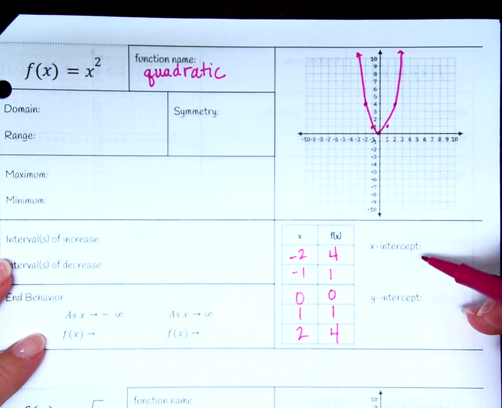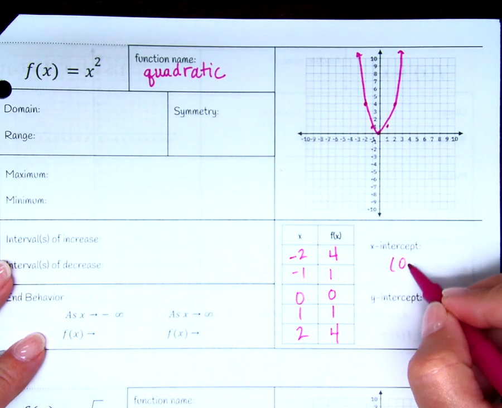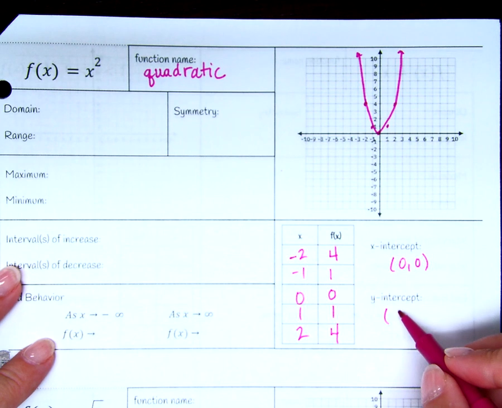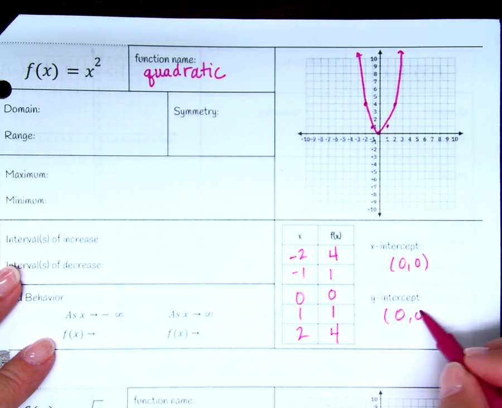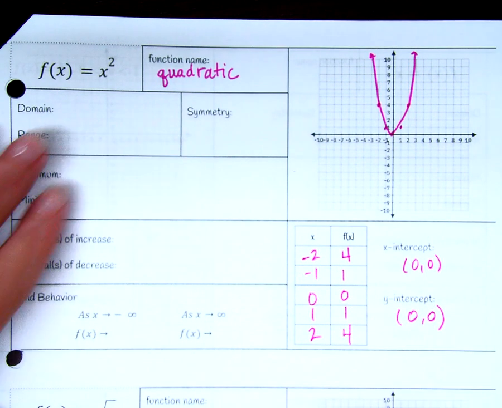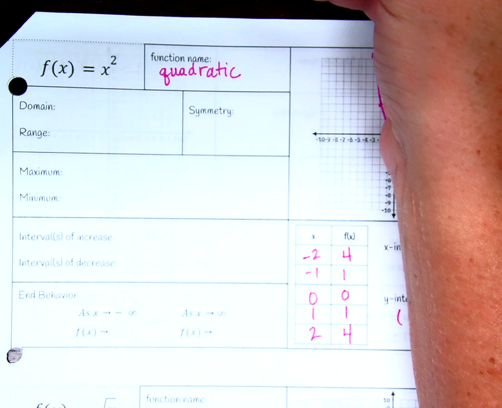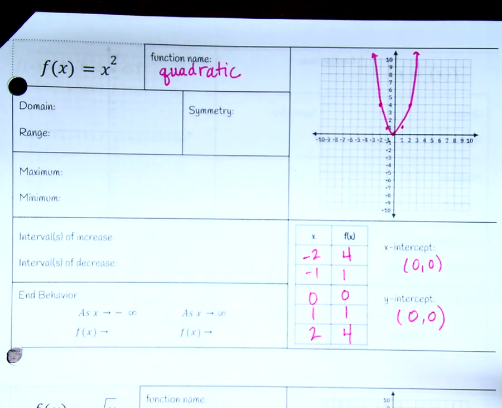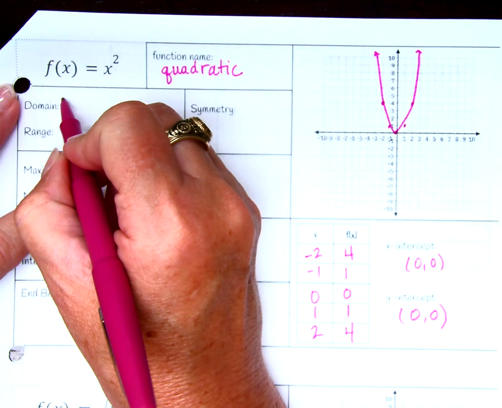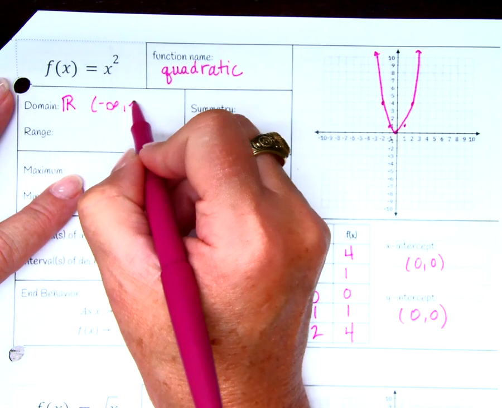What is the x-intercept of this function? 0, 0. Very good. And what is the y-intercept of this function? Oh, it's the same, right? When it's the origin, we know x-intercept and y-intercept are going to be the same, don't we? Okay. What's the domain of this function? How far to the left does it go? All the way. How far to the right does it go? All the way. So our domain is all real numbers, or it is -infinity to +infinity, right?